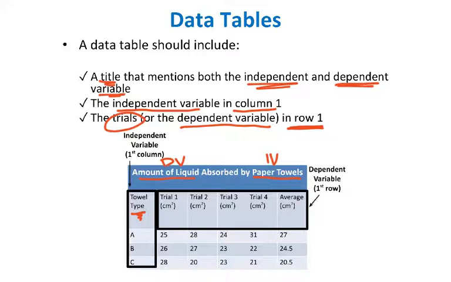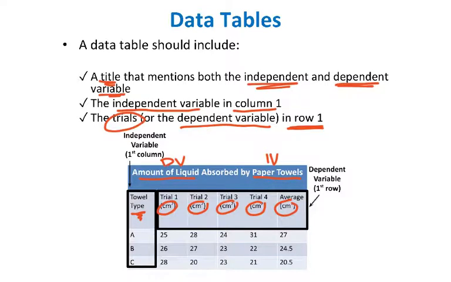Now, what are we measuring about each towel type? Well, our dependent variable is the amount of liquid that each towel absorbs, right? And it looks like we're measuring that in centimeters squared, okay? And you can see that right here. So in the first row, this right here is the first row. Remember, rows go from left to right. In the first row, that's where we're going to put the amount of liquid that was absorbed.